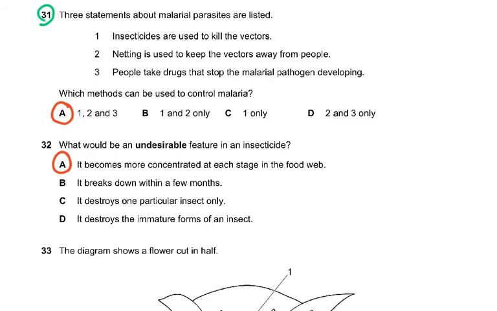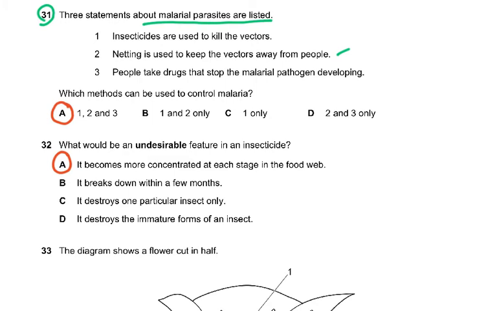Question 31. Three statements about malarial parasite are listed. Insecticides are used to kill the vector. Yes, insecticides are used to kill the female Anopheles mosquito so that they do not transmit the malaria. Netting is used to keep the vectors away from the people. Yes, if you sleep inside a mosquito net on your bed, then you are protecting yourself so that the mosquito doesn't come and suck your blood.